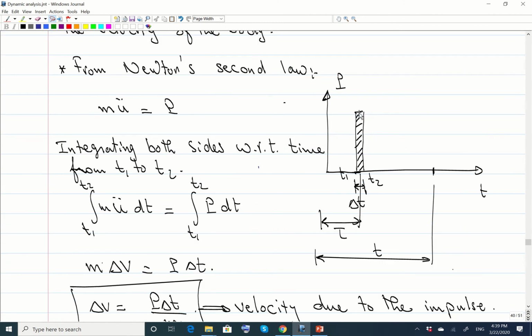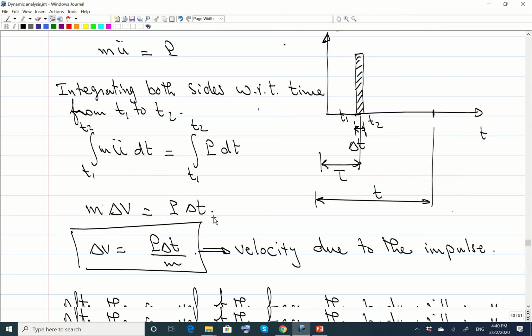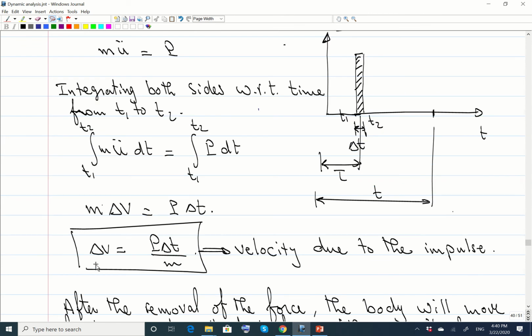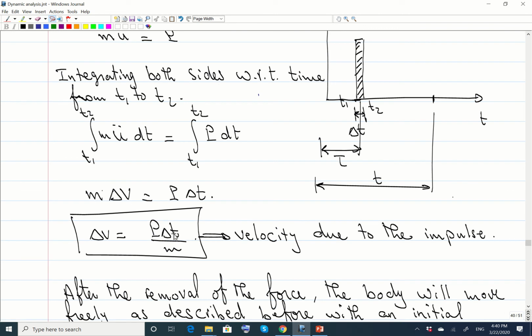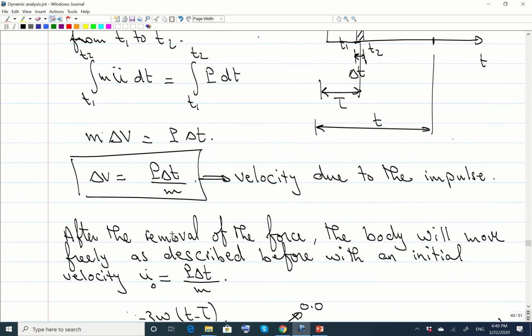So now if you have an impulse, the impulse results from a force applied over a time delta T. You're giving a sudden increase in the velocity of that mass that is equal to that impulse, P multiplied by delta T, the time over which it's applied, divided by the mass of the object. Now, after I remove this impulse, after I remove the force, what will happen? We have that object, it has this initial velocity, delta V. This is the velocity it gained, and then it will move freely under that initial velocity.